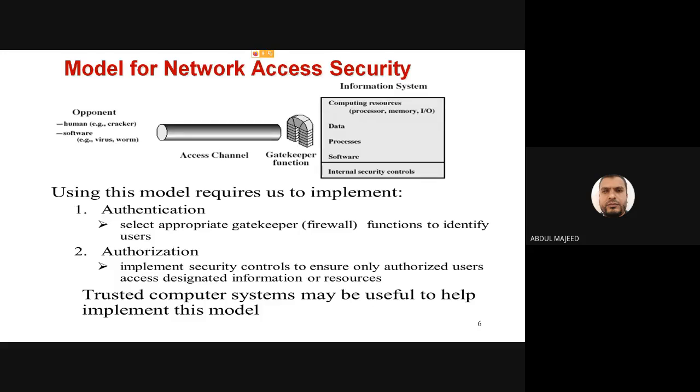Authorization, right? I am that authorized user. I have entered that college, but I am not authorized to access any department, anything. Even though I belong to the college, I have some limited access. So that is called security controls. So implement security controls to ensure only authorized users access designated information or resources.